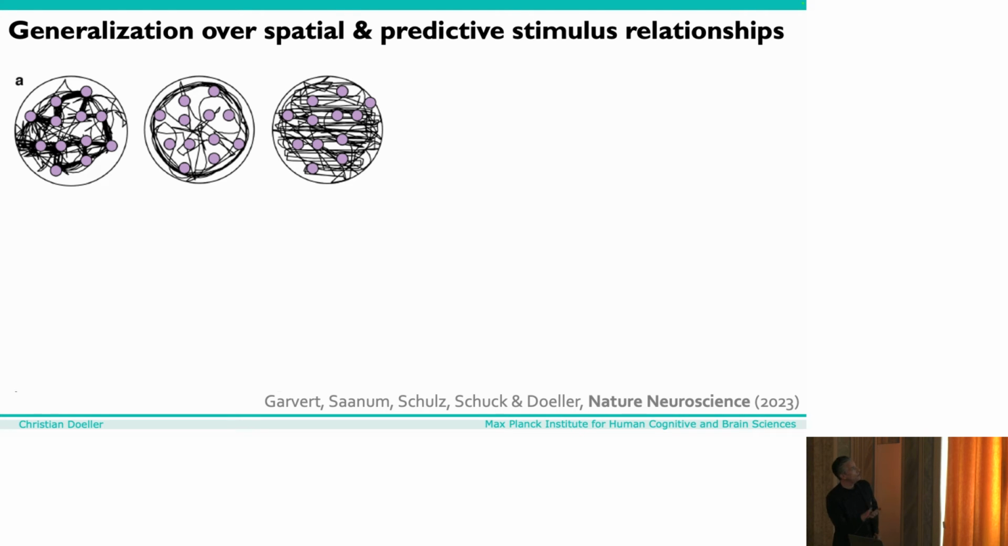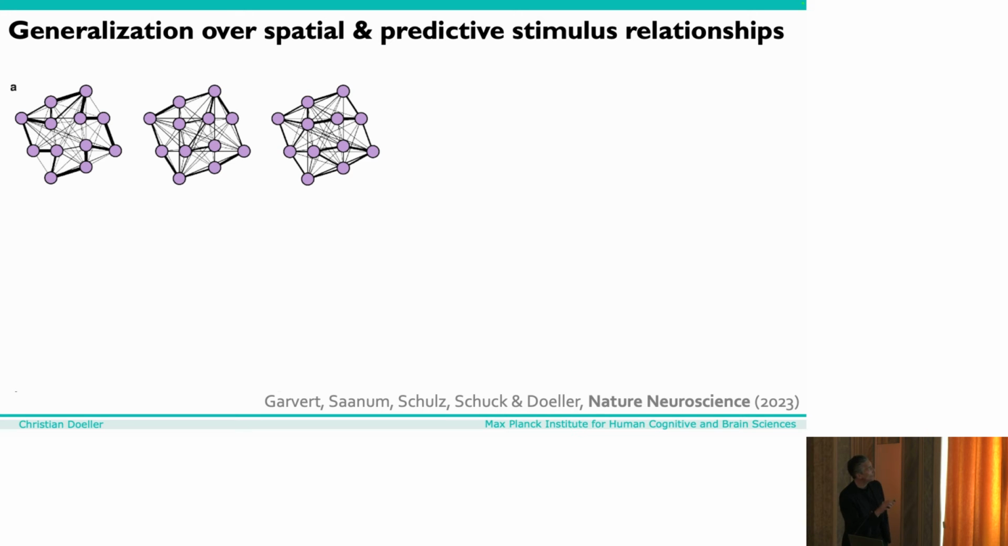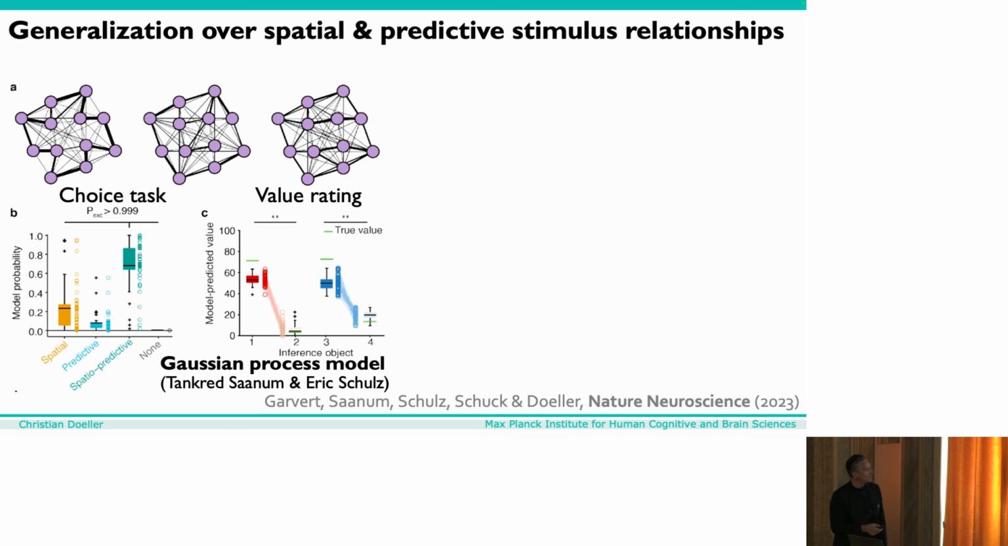And you see here 3 example trajectories from 3 participants, and you see the stark differences of how people sample these objects. We can also have a graph representation of that. You see the sampling strategy is completely different between participants. And then we joined forces with Eric Schulz and his PhD student Tancred Sanum, and they applied a Gaussian process model on those data. And what the model can basically predict rewards for a novel stimulus based on the reward associated with all other stimuli, and weighted by their similarity to the novel stimulus. And this similarity can be quantified based on 2 sources of information.